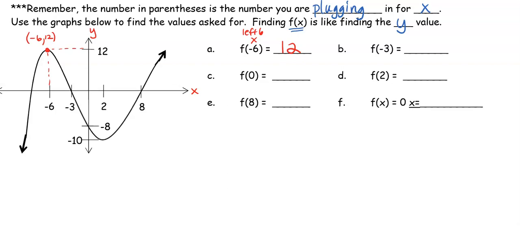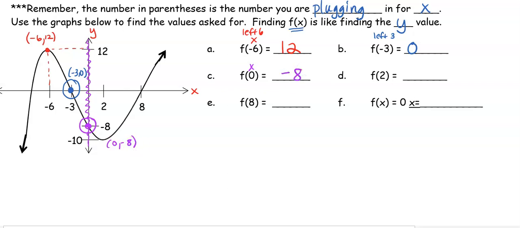If we go over to B, find f of negative 3. So remember, that means I'm looking left 3. So from 0, left 3. Oh, look. My function is on that axis right there. This coordinate is negative 3, 0. So f of negative 3 is 0. Part C, f of 0. So that means x is at 0. Here's where my x is at 0. Where is my equation existing at x? Oh, here it is. That point is at 0, negative 8.